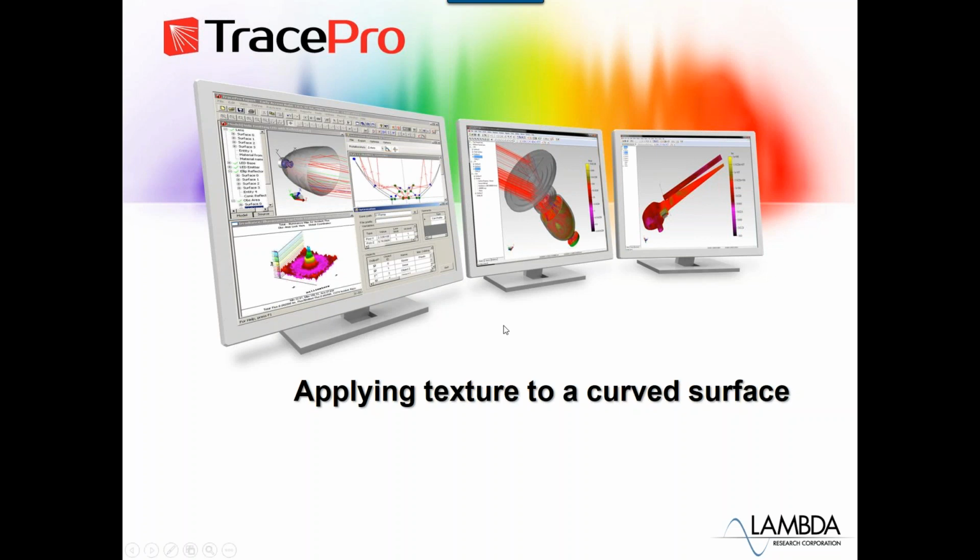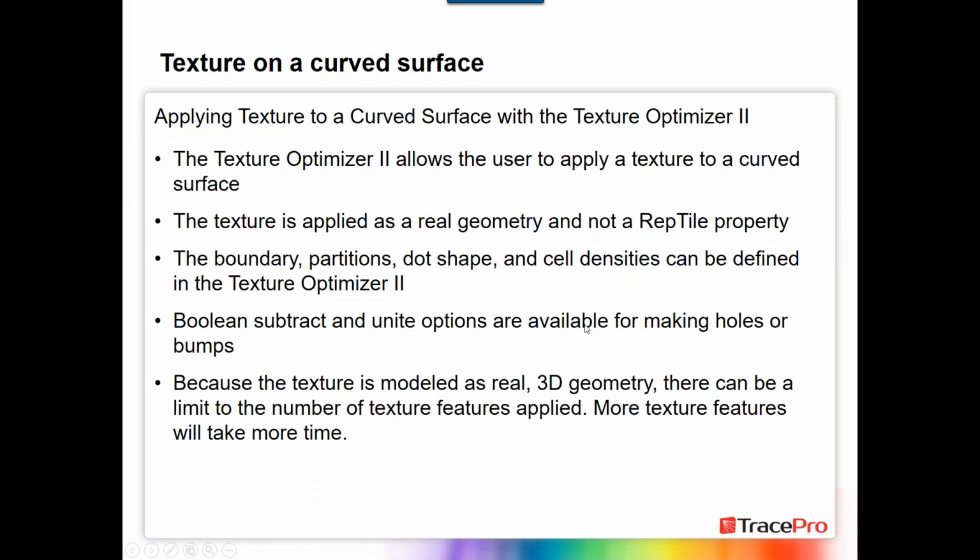with just a quick note on applying texture to curved surfaces. And we can do this with the Texture Optimizer too. It's a relatively new feature. It allows you to apply texture to a curved surface. The texture is applied as a real geometry and not as a RepTile property. So that has the limitations of, this is now physical structure.